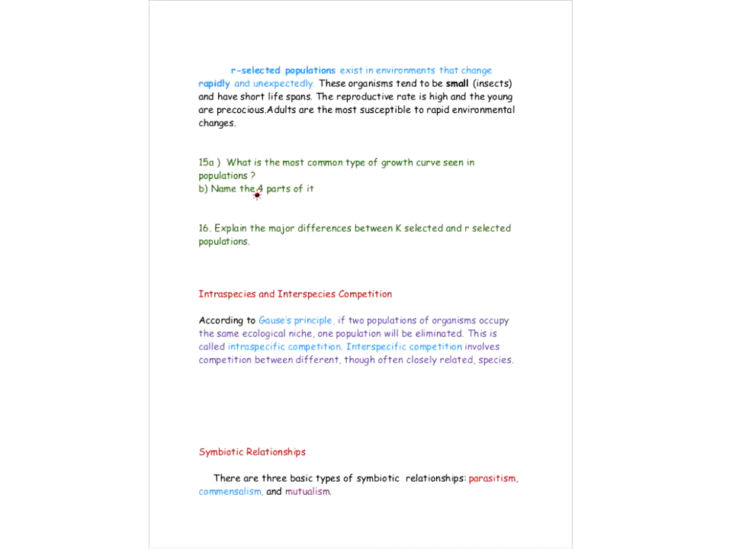So, question 15 says, what's the most common type of growth curve seen in populations? So what would you call that type of growth curve? Okay, it's the S-curve, and can you remember what the four parts of it are?